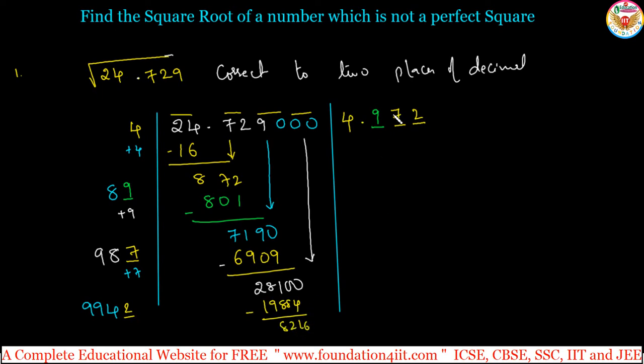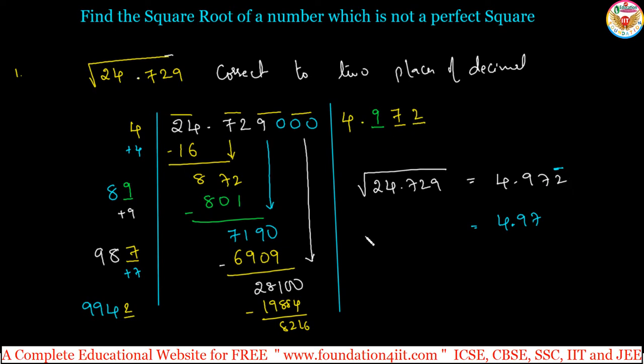But after the point we got 3 decimal places, right? Now the square root of 24.729 is equal to 4.972. Then, up to 2 places of decimals, the third decimal is 2. If it is 5 or more, then we should add to the previous number, but it's less than 5, so only 4.97 is the answer up to 2 places of decimals. Okay, this way we can solve.